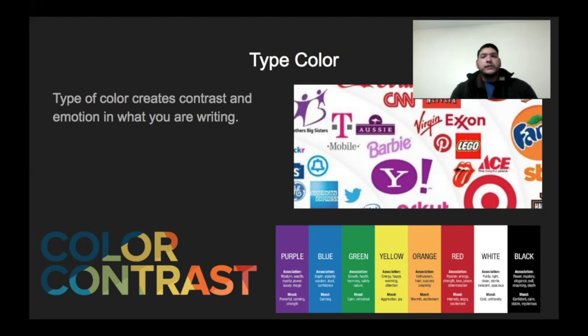So as you can see from the pictures of all the different brands, they are all a specific color that they stick to, so that way it is constant and memorable to people who use those brands and are associated with those brands. Also, you can see in the bottom corner all the different colors and their associations along with their moods. So black, for example, its association is for mystery, and for its mood is confident, calm. For white, its association is purity, light, and for mood, it can be cold and unfriendly.